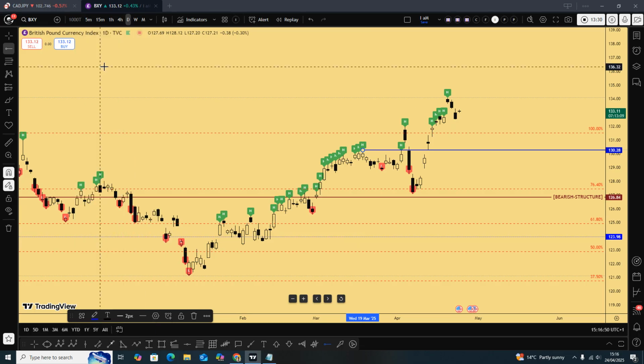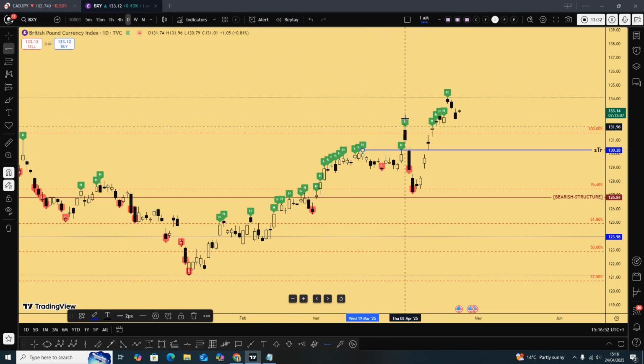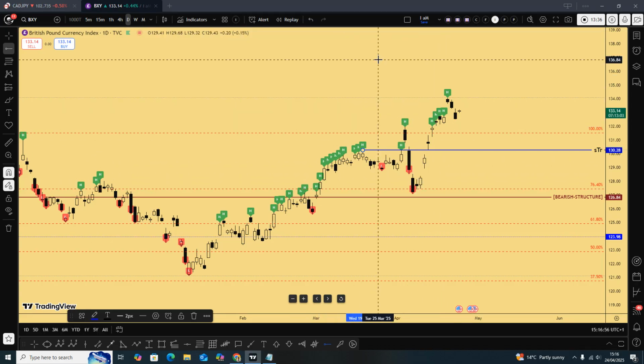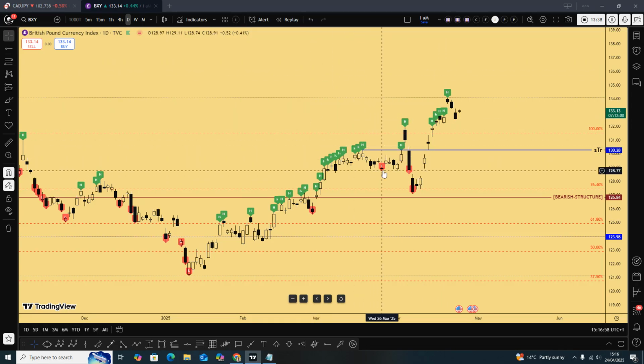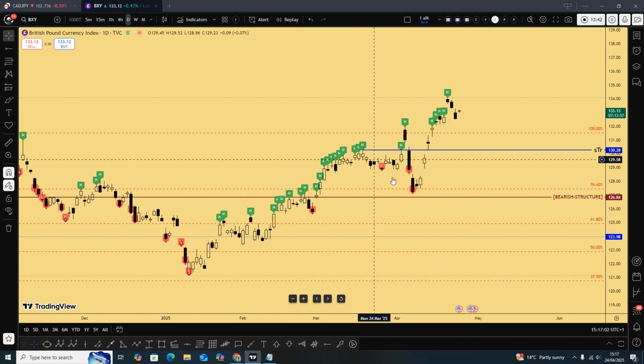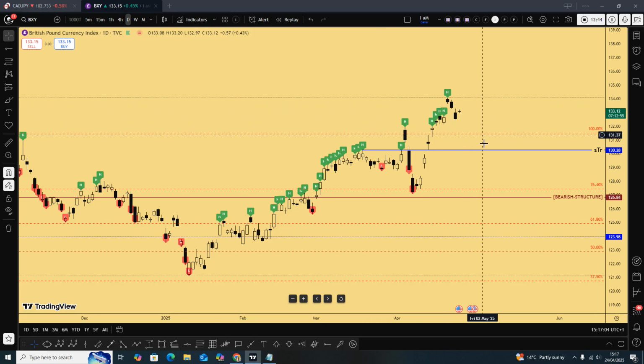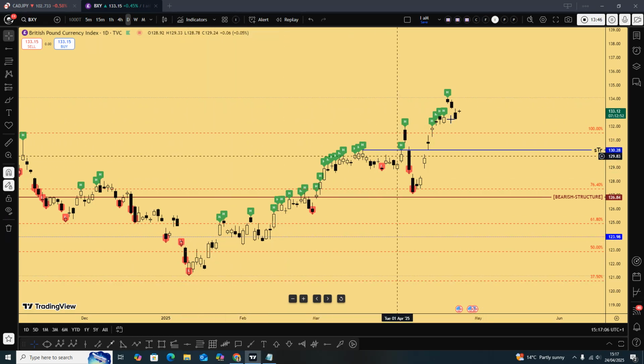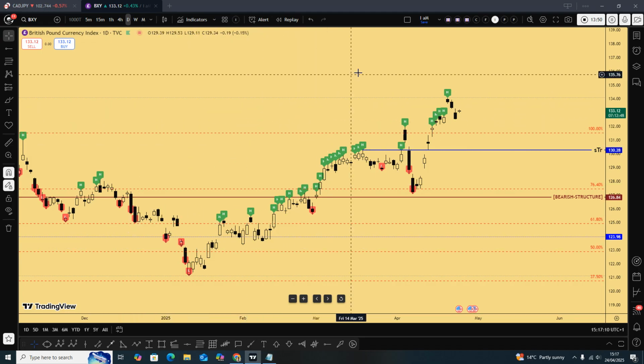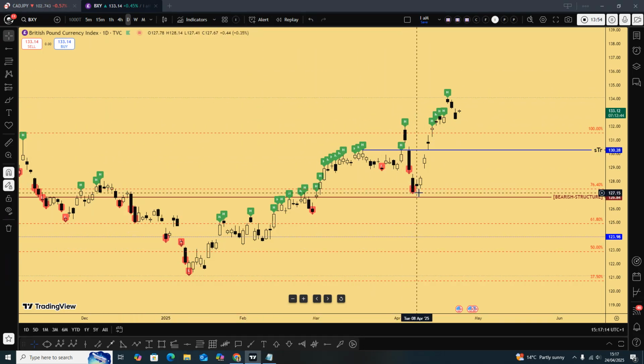Pound is trading above the structure. 1, pullback, 2. So it's doing the same thing that other pairs are doing as well. Here we don't have a trend changing pattern. So let's say high probability of continuation to the upside for the pound, because the last pullback did not give us a trend changing pattern.